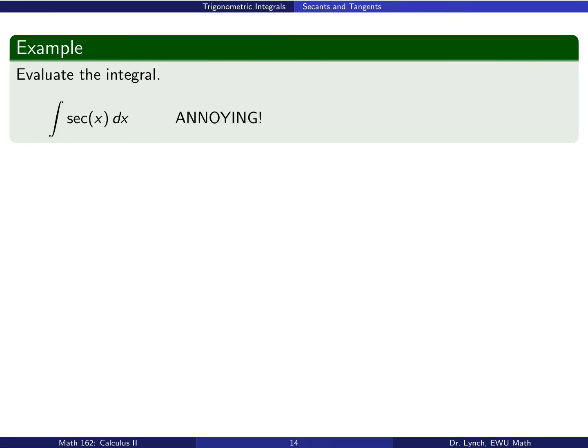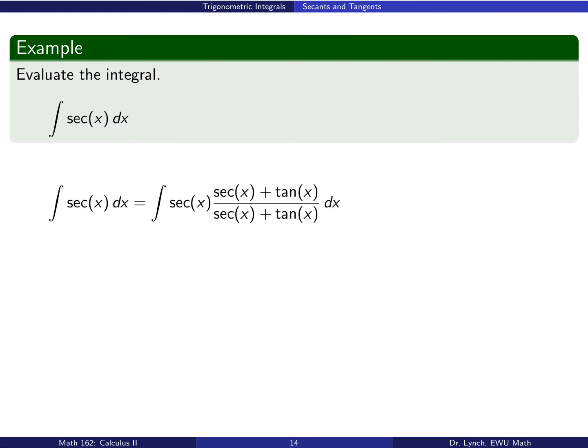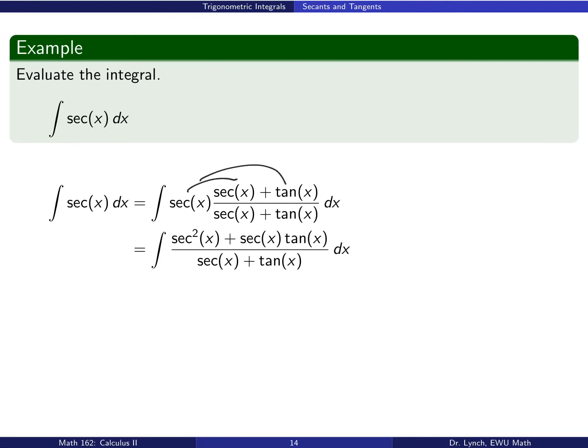A quick warning, this integral turns out to be annoying. Here's the strategy. Multiply numerator and denominator by the quantity secant x plus tangent x. When we do that and expand, what we see is that we get secant squared in the numerator and secant tangent in the numerator. And of course, there's a tangent in the denominator and a secant in the denominator. So this suggests a substitution, and that substitution, of course, is u equals secant x plus tangent x.